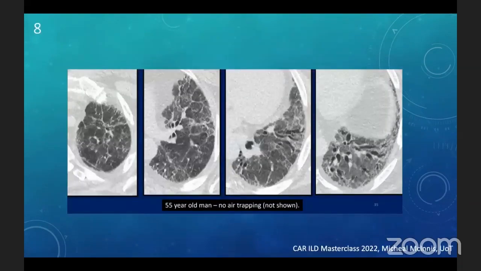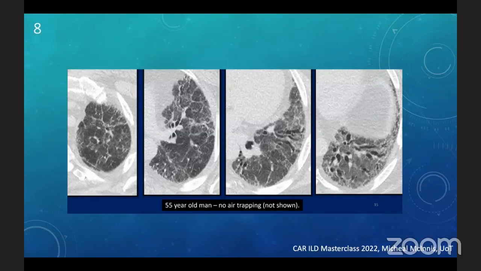Let's have this interesting case now. This is a 55-year-old man. No air trapping present on the expiratory imaging, but let's have a look at his inspiratory imaging. We see an established, let's say moderate to severe interstitial lung disease that is characterized predominantly by ground glass opacities and traction bronchiectasis.